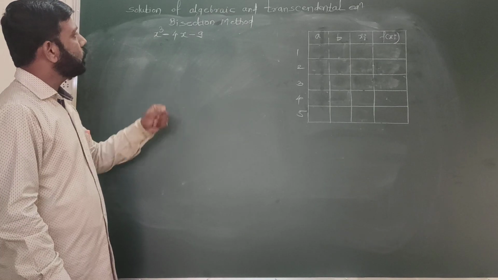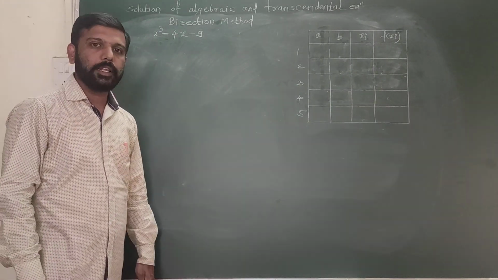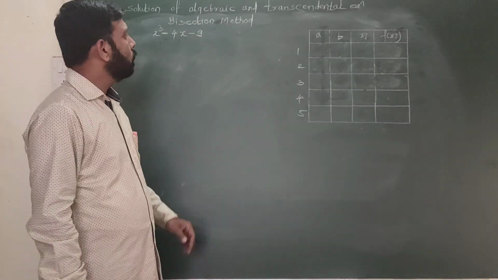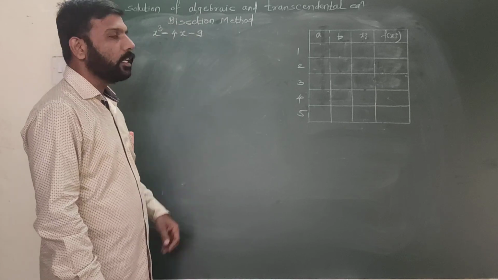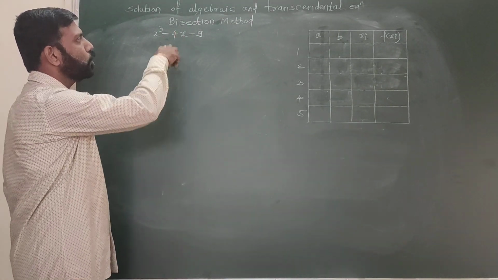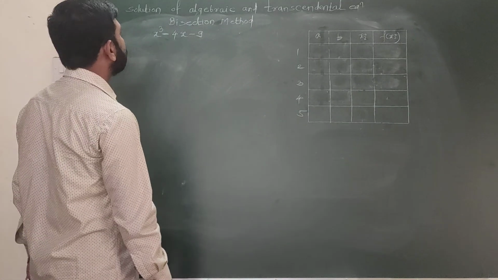We discuss here one problem, that is x cube minus 4x minus 9. This problem we will solve by using the bisection method. Now this equation is an algebraic equation. So with this example we will understand the procedure of the bisection method.